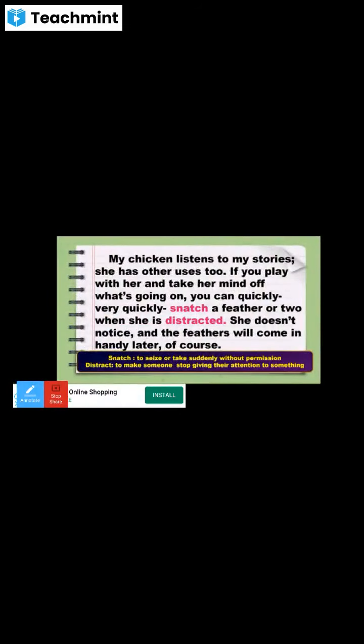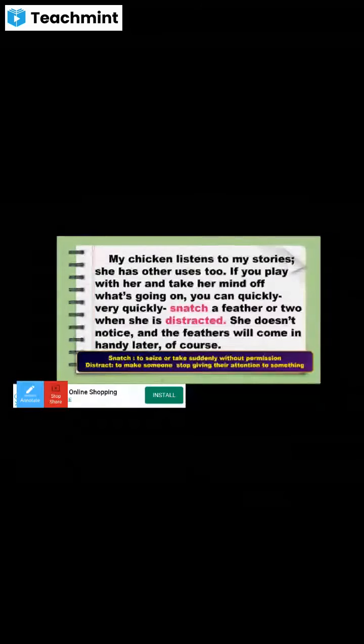"My chicken listens to my stories. She has other uses too. If you play with her and take her mind off what's going on, you can very quickly snatch a feather or two when she is distracted. She doesn't notice, and the feathers will come in handy later, of course." So here my chicken listens to my stories.